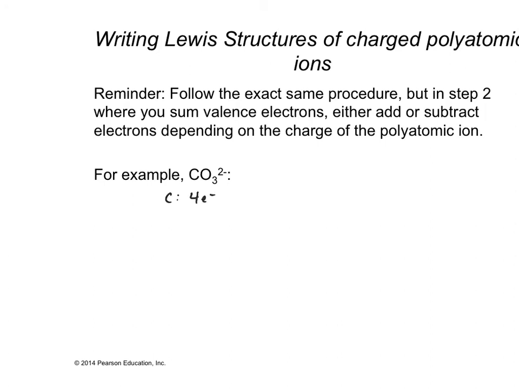So carbon has 4 electrons. Each oxygen for carbonate has 6. So 3 times 6. What is that? 18. What is 4 plus 18? 22. And then now, to take into account the overall charge of the molecule, what am I going to do? Am I going to add electrons, or am I going to subtract electrons from my total electron total? I'm going to add them, and I'm going to add the actual charge. So how many electrons should I add for carbonate? 2 more, right? So when I sum my valence electrons, that's when the charge comes in. So this is going to give me 24 overall valence electrons.